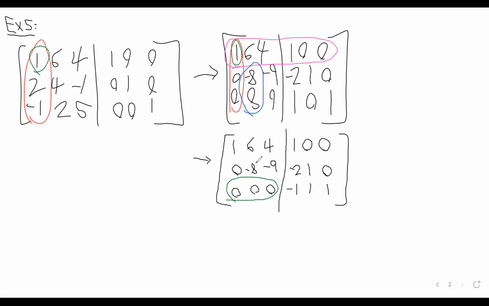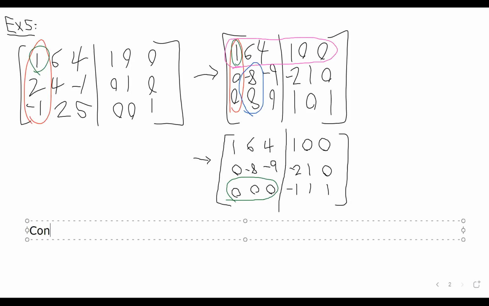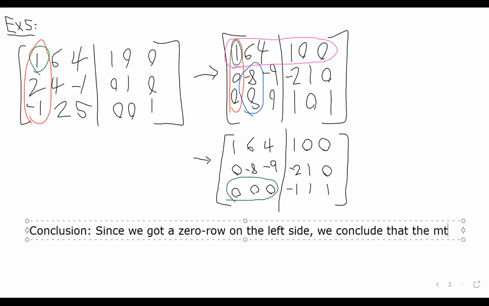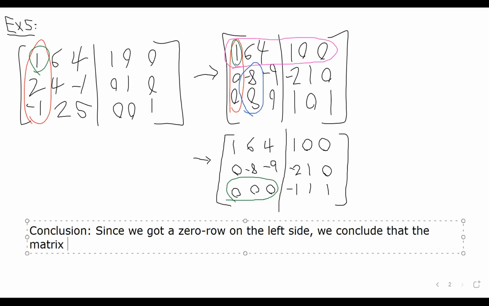The fact that there's a 0 row means that we can conclude that A is not invertible. And so our conclusion is that since we got a 0 row on the left side, we conclude that the matrix capital A is not invertible. All right, that's it.